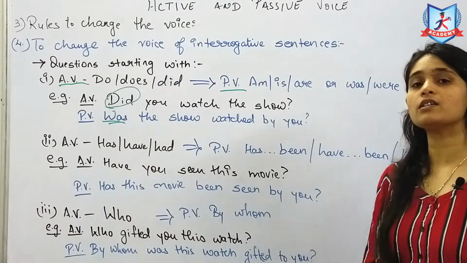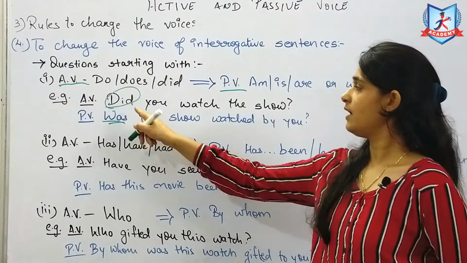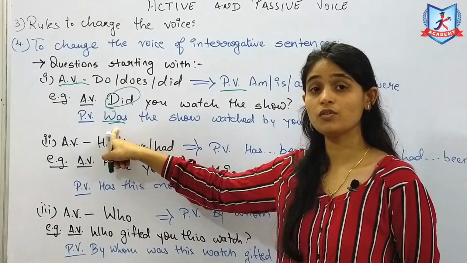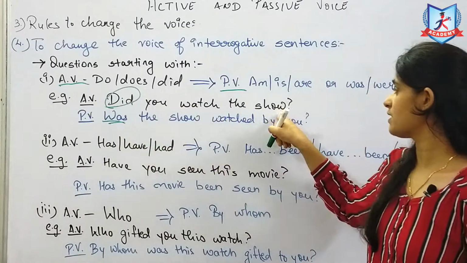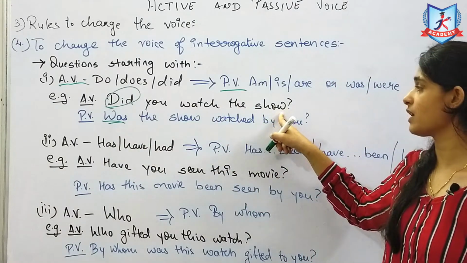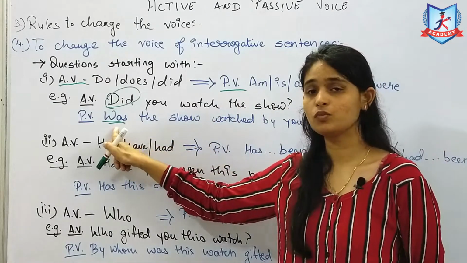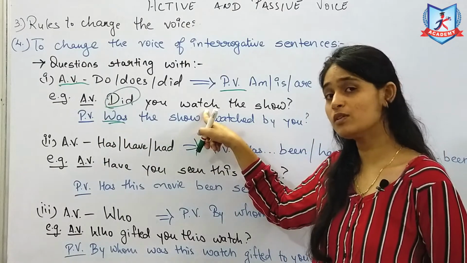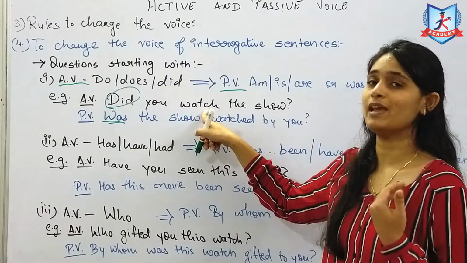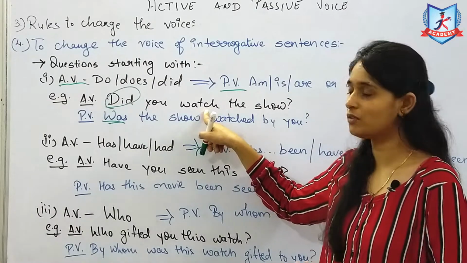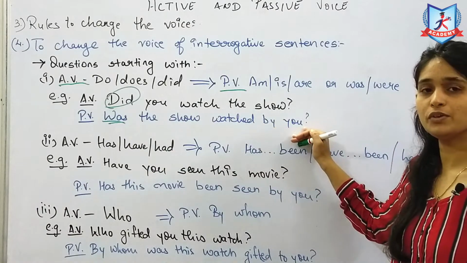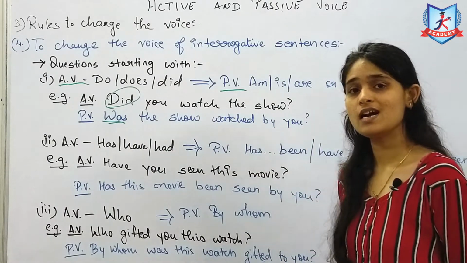Now how did I convert this? Well, for "did" I started with "was" or "were", but my object is "the show". The show is singular, that is why I chose "was". Was the show. "Watch" ka V3 form use karna hai. Rule 1, 2 ko hamein yaad hi rakhna hai. They are always to be followed, right? Was the show watched by you? That is how you can answer.